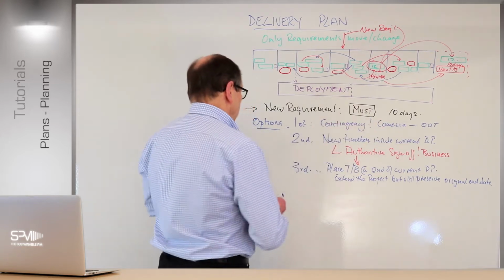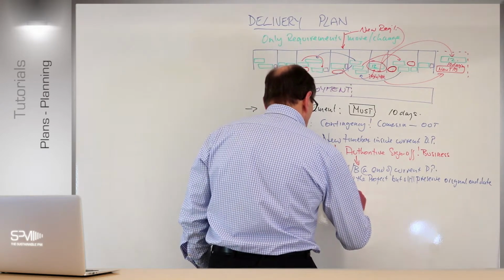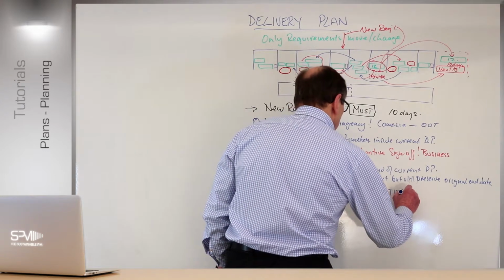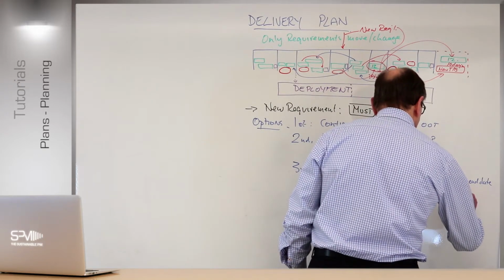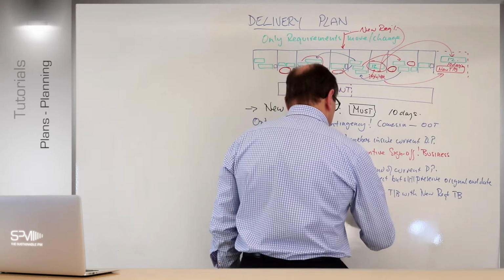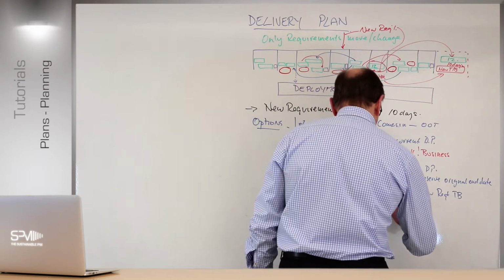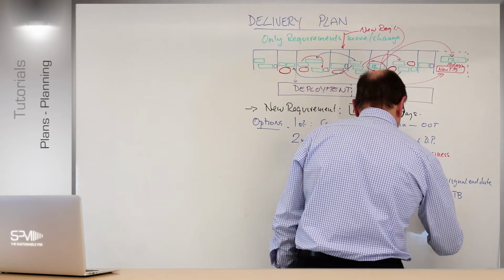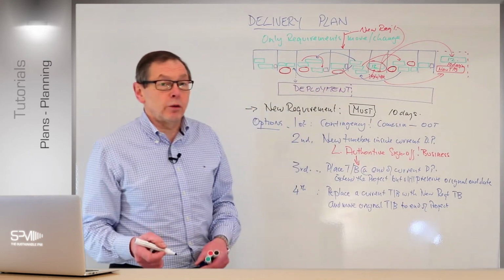So the fourth option here, of course, is now to replace a current time box with the new one, with the new requirement time box, and move this one, move the original time box outside the project. We'll just extend the project to the end of project. Right? In other words, really, we're doing that as the last time box in the project. For example, this is just the general principle, really.